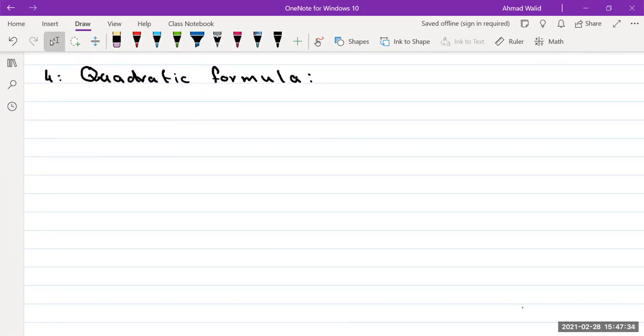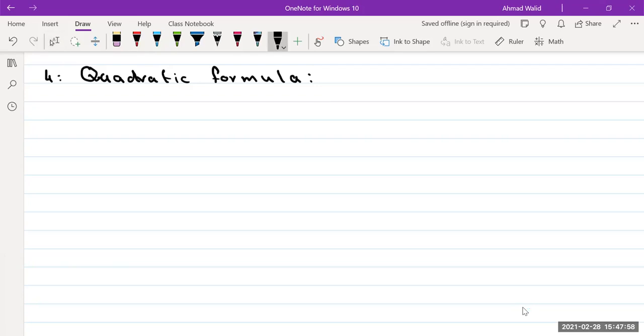I'll show you a proof here. At the end, you will end up with the formula. I'll box the formula for you. You are required to just memorize the formula and use it to solve quadratic equations, not the proof. But it's good to know why and from where this formula comes.